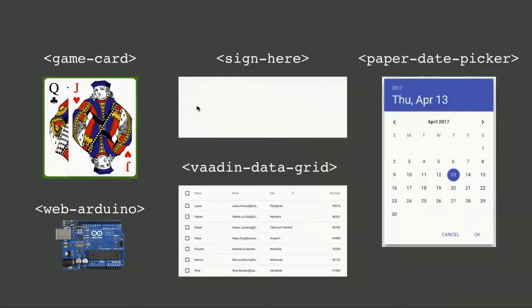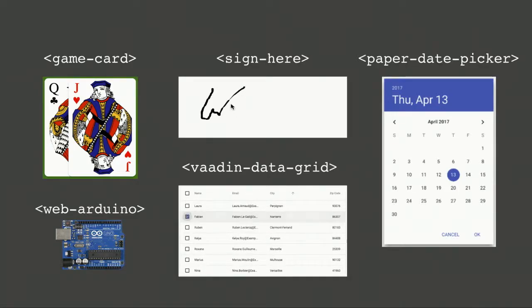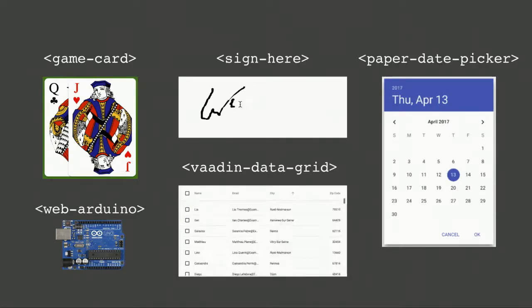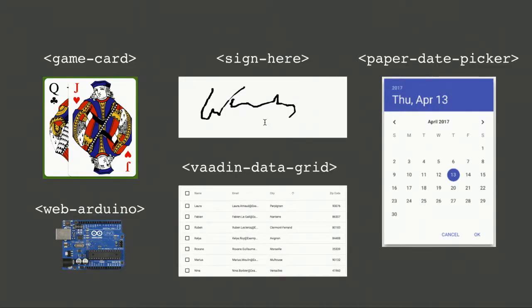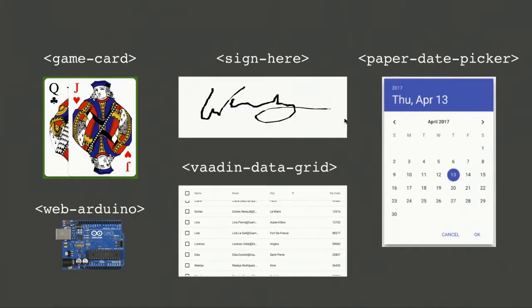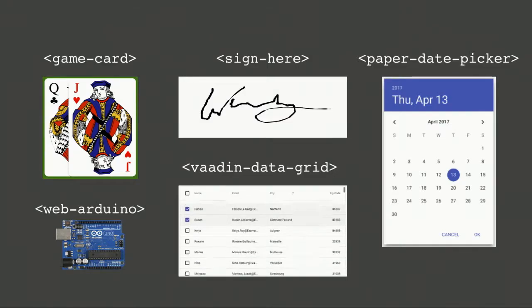And lastly, I just wanted to show some super cool elements that I really like that you can install, import, and insert directly into your code. On the top left, you can check out that game card. It's got those beautiful CSS animations and resizable SVG graphics. The queens and the jacks look awesome. There's that sign here element, which has this really cool ink texture for the signature. And there are way, way more.